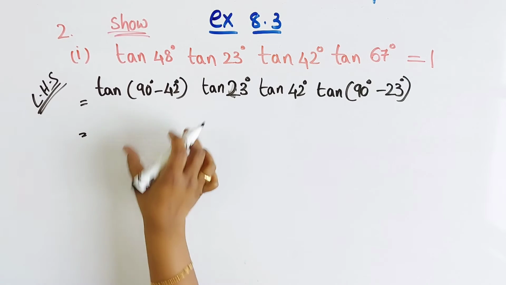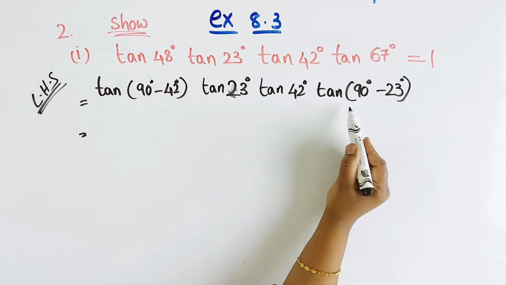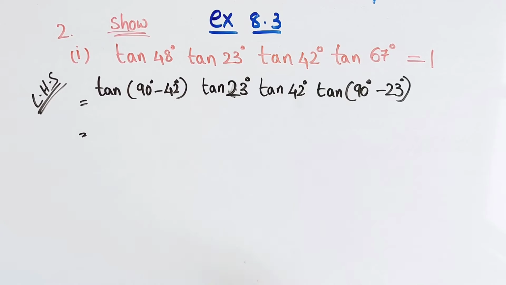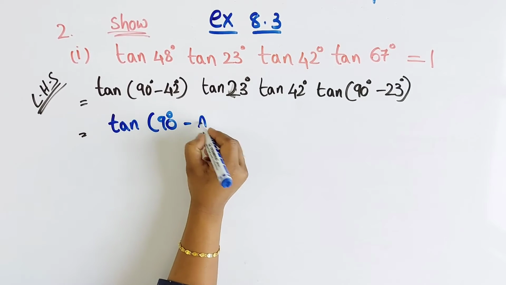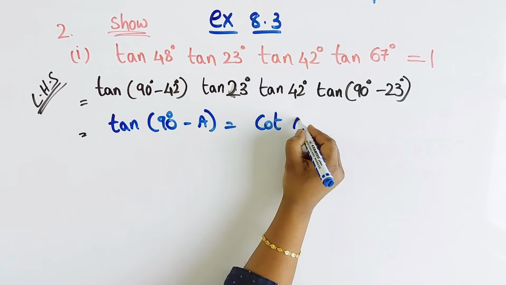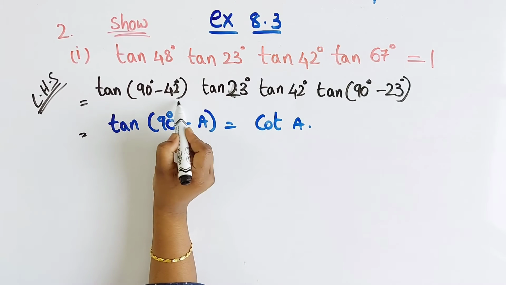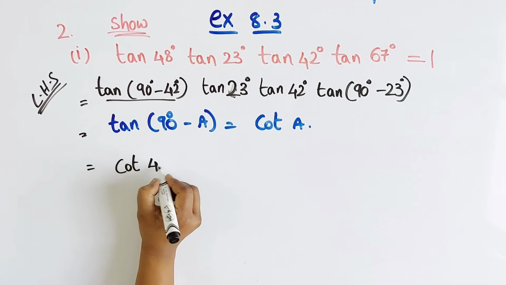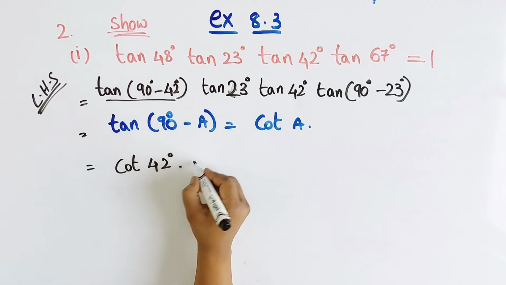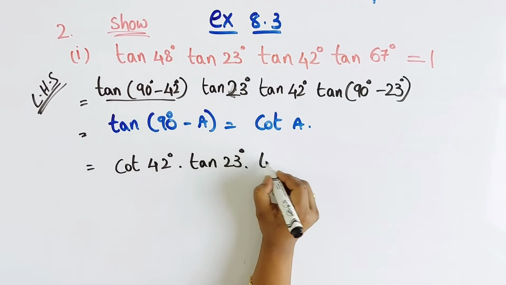So tan 90 minus 42. Here we have to use the formula tan 90 minus a. And here also tan 90 minus a. Right, children? Let's write the formula here. Tan 90 minus a equal to cot a. We already know this formula. Here a value is 42. Right? So this will be cot 42 degrees into tan 23 into tan 42 as it is.